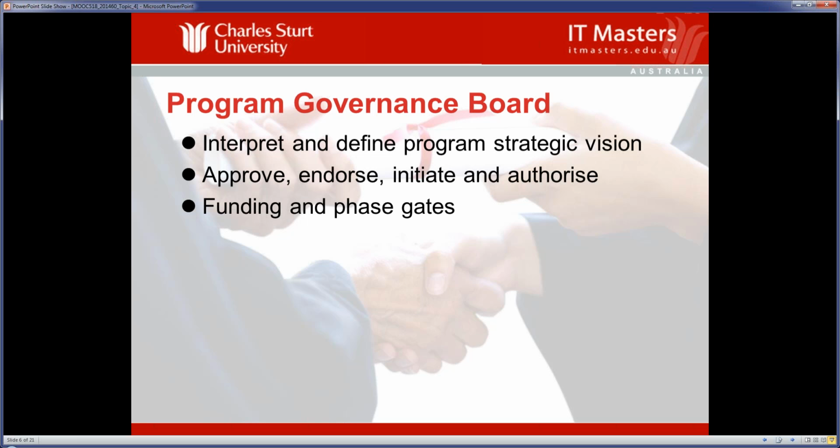So the governance board will be making decisions about funding and phase gates. They'll be saying, well, this particular component project can receive its initial funding, and at every key phase gate along the way, they'll be saying, well, yes, let's provide more money, yes, it's going okay, or not, as the case may be.